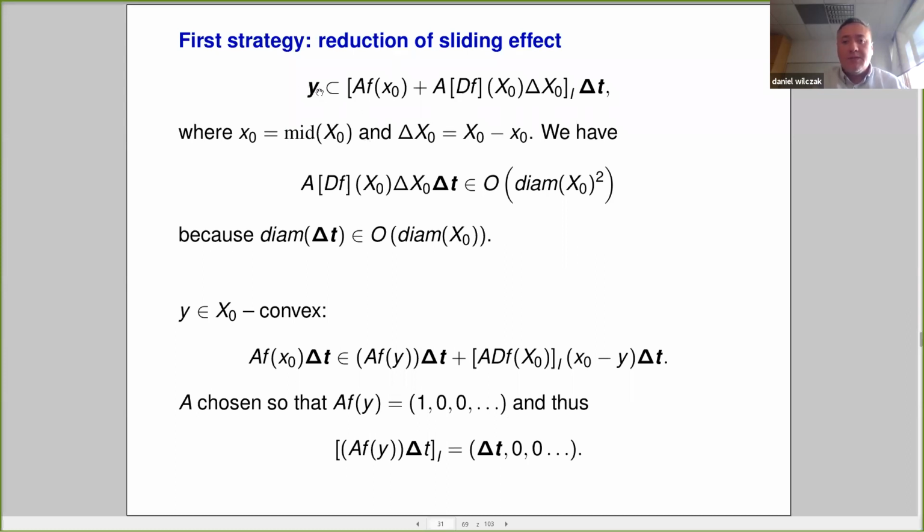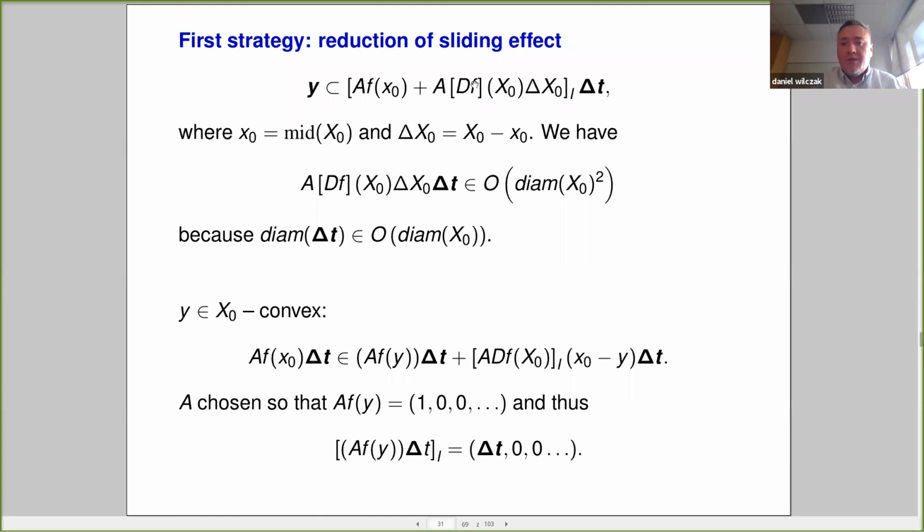Our set y is computed using a mean value form. So we want to enclose f(a) times f evaluated at our set x0 times delta t. But we use mean value form. So this is assumed to be 1, 0, 0, 0 because we have chosen the matrix A in this way, such that A times f of x0 is just the unit, well, this vector.